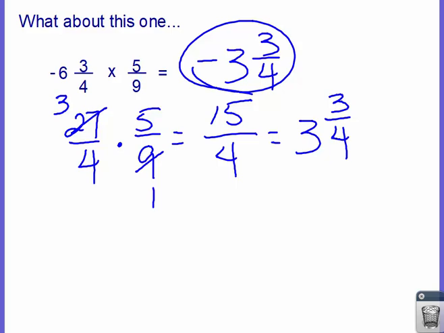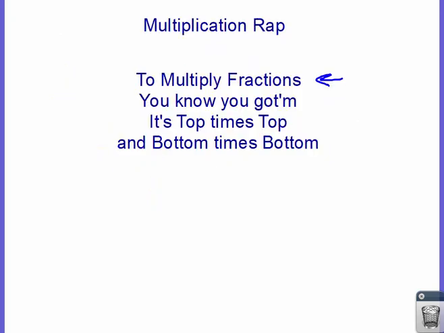So all we have to remember is that when we're dealing with fractions and mixed numbers, this first line is a conditional statement. To multiply fractions, I know I got them. It's top times top and bottom times bottom.